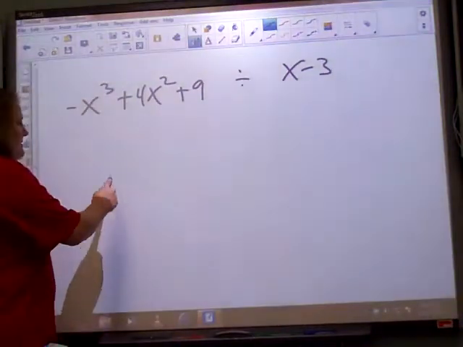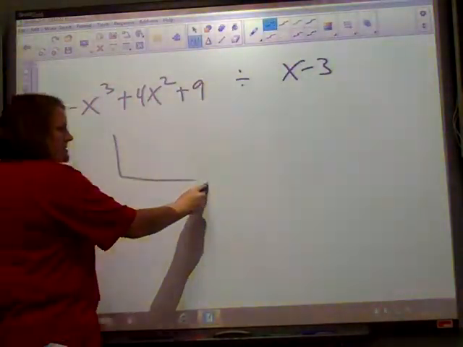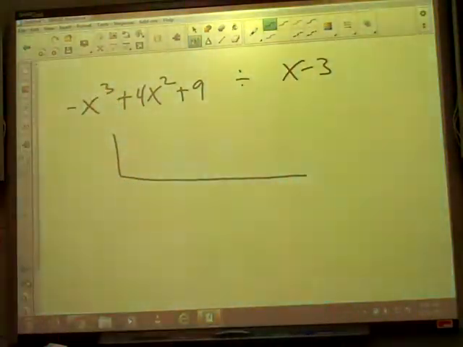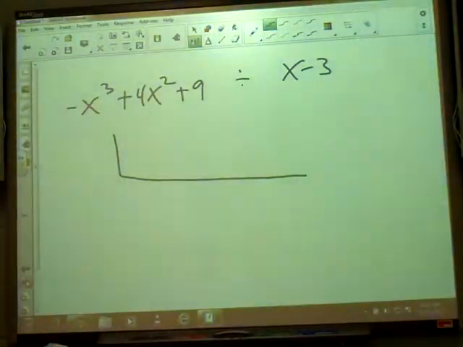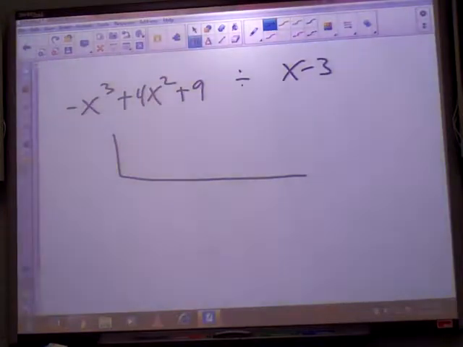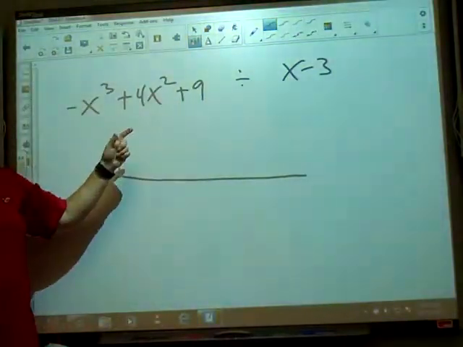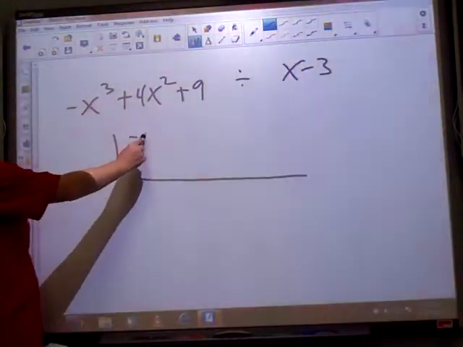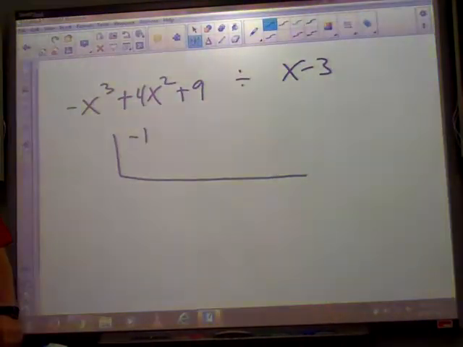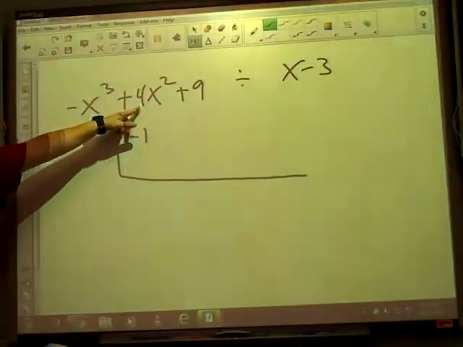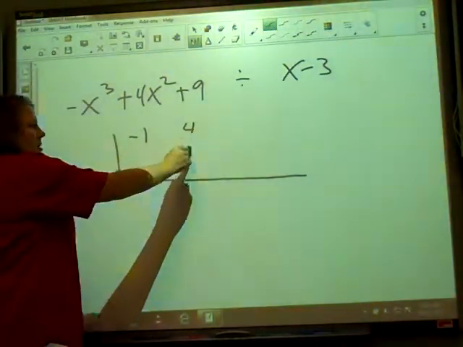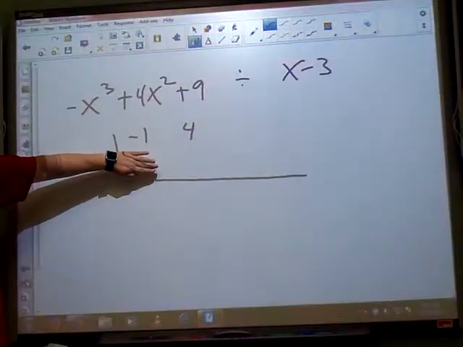Here's how synthetic division sets up. Your box is upside down. It's already opposite, I know. On the inside of our box, all we're going to write are the coefficients. So I've got a negative 1 for x cubed. I've got a 4 for x squared. Notice I got a little space there. You're going to want space there.